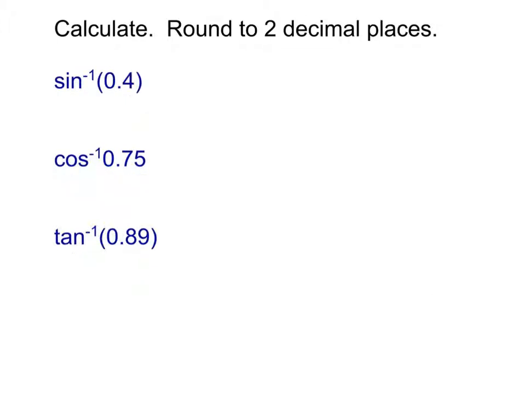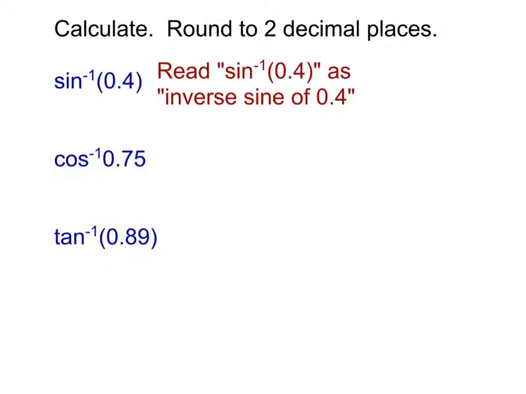Then, shifting gears a little bit, we're going to take a look at another type of function that comes up with these same sorts of things. All right, so we're going to be calculating here this sine. It looks like sine to the power of -1. But that's not actually how we want to read this. We actually read that as inverse sine of 0.4.